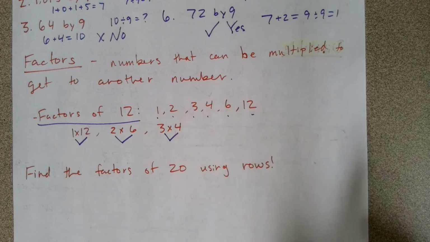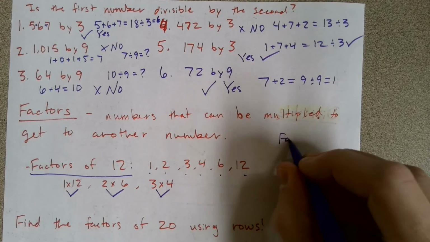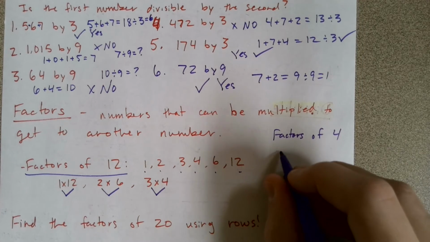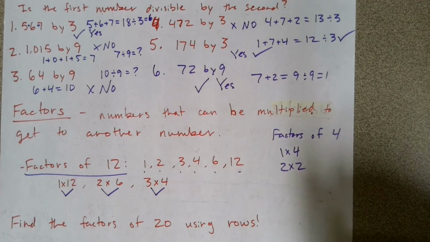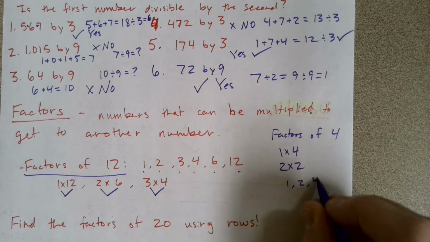Numbers that can be multiplied to get another number. So if I had my factors of 4, I'm thinking, what can I multiply to get to 4? Well, I can multiply 1 times 4. I can multiply 2 times 2. And that's it. Those are my factors right there. They'd be 1, 2, and 4.